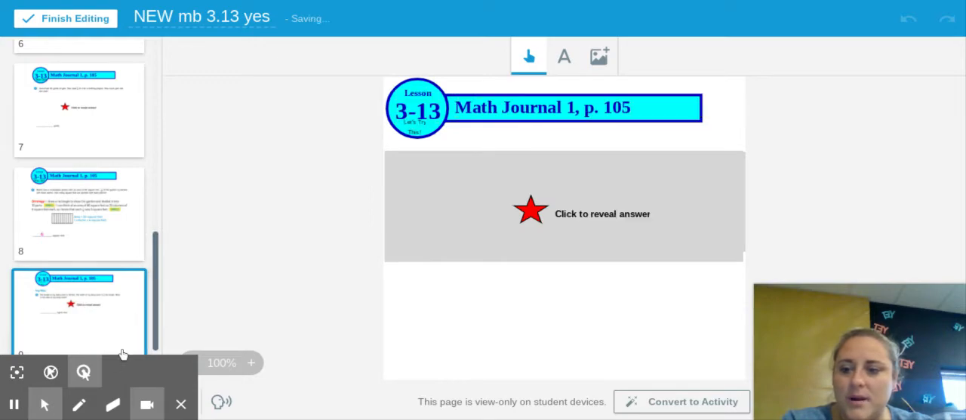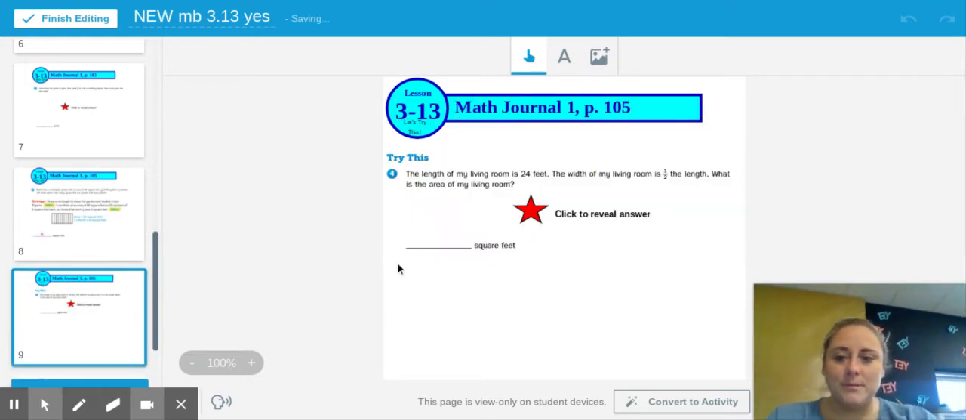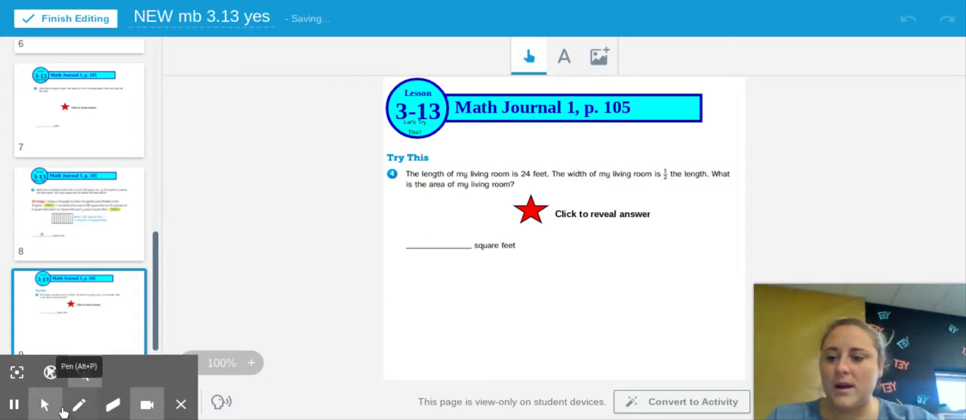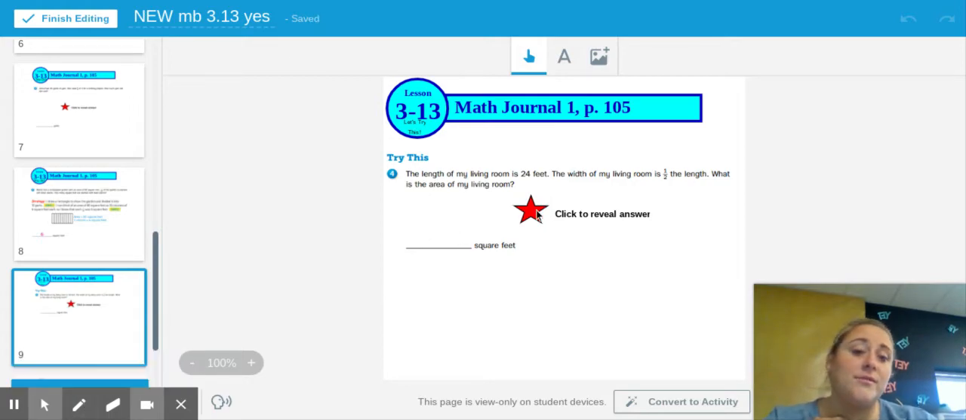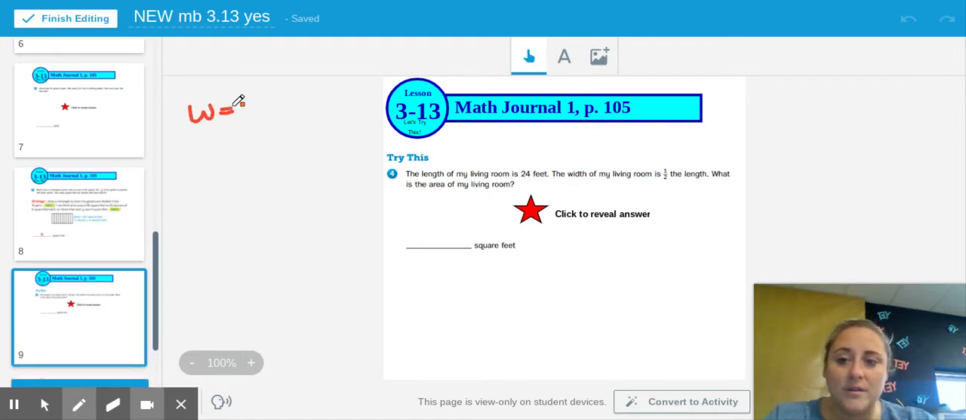And try this on number 4. So I told you that it was a multi-step problem. So our first step was to find 1/2 of 24, and we know that that would be 12. So we're going to say the width equals 12 because it's 1/2 of 24. And they told us the length was already 24.